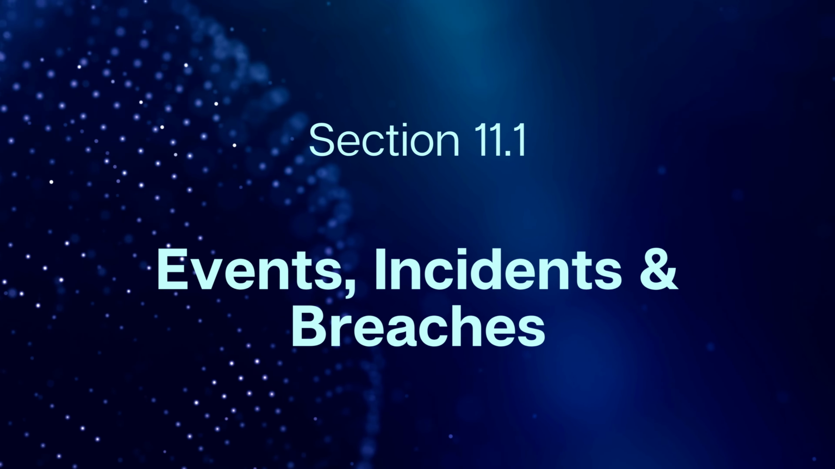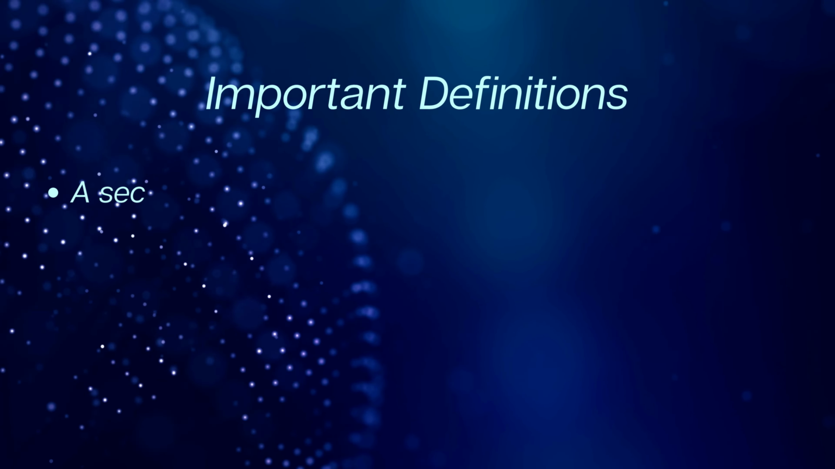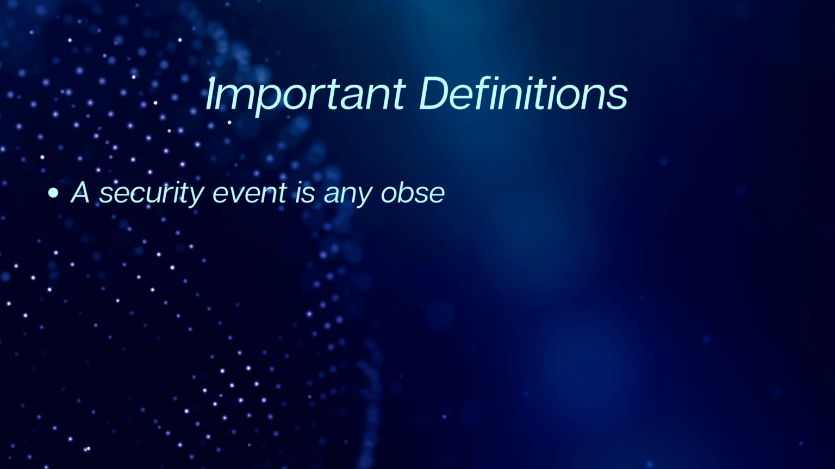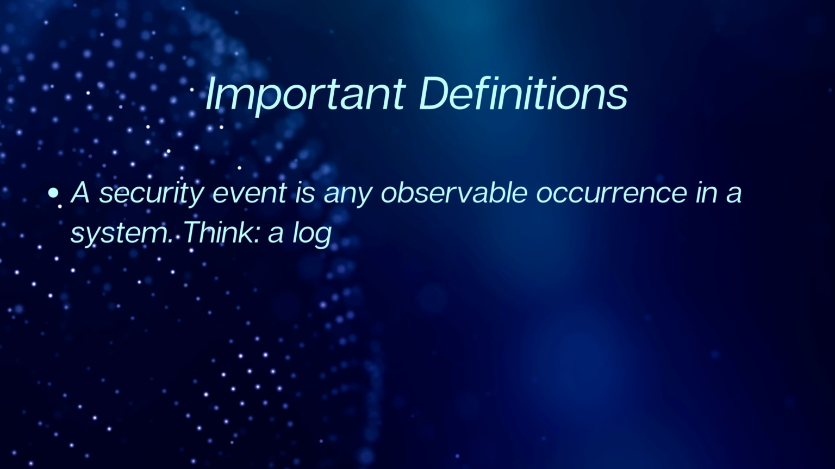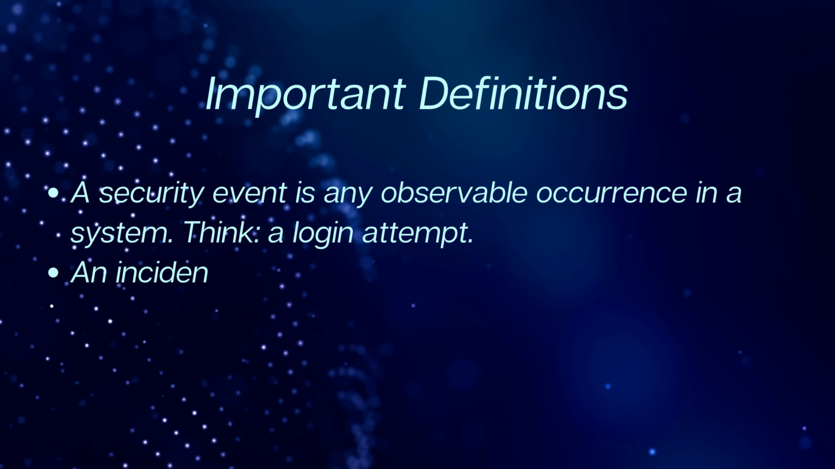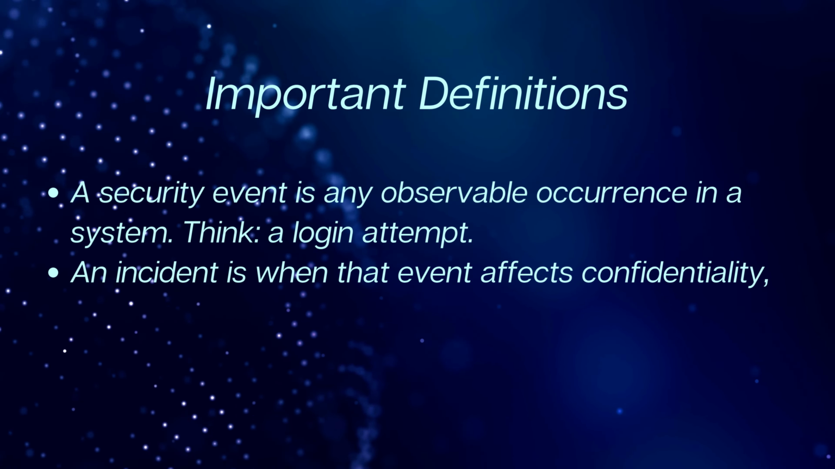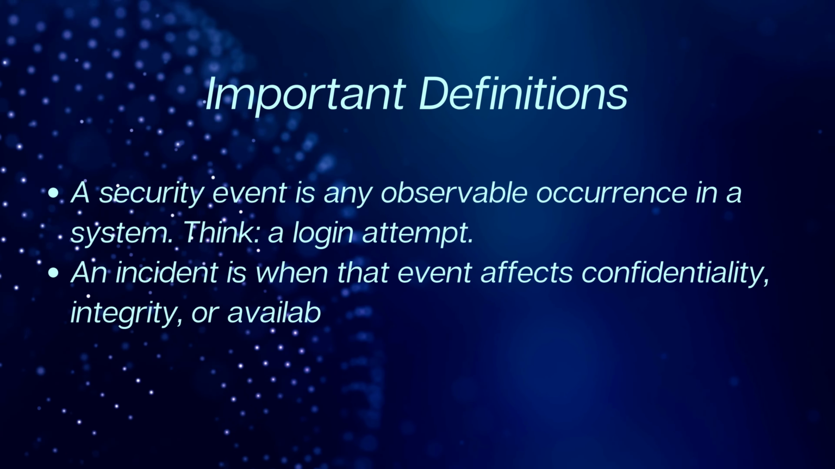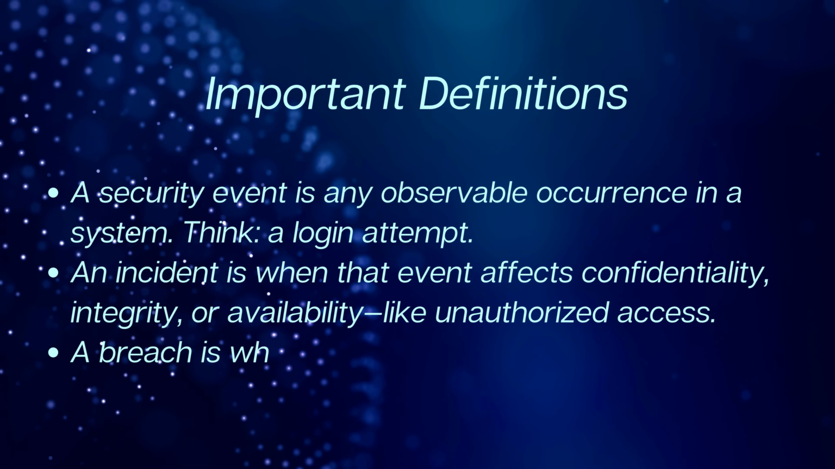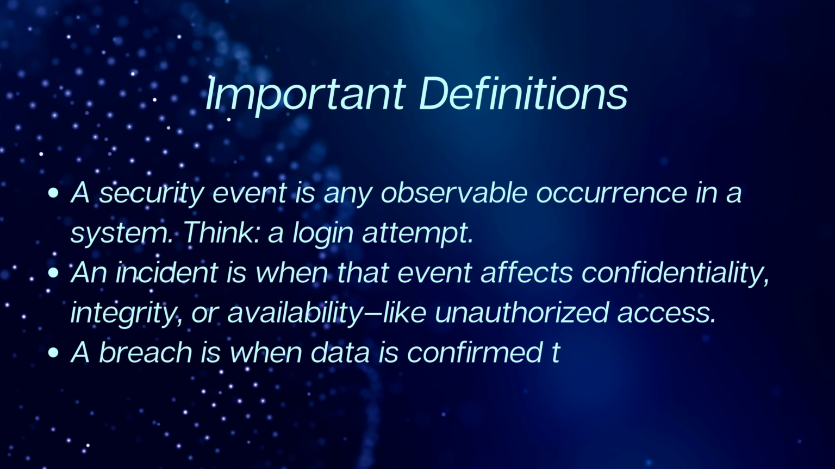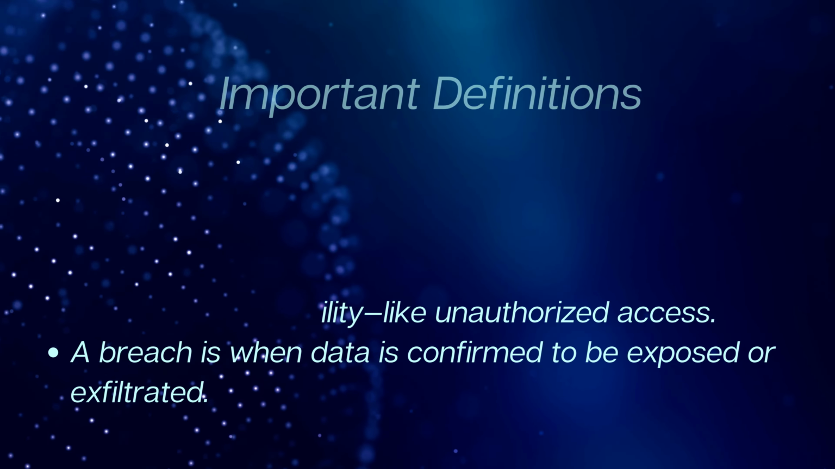Section 1. Events, incidents and breaches. Let's start with some definitions. A security event is any observable occurrence in a system. Think a login attempt. An incident is when that event affects confidentiality, integrity or availability, like unauthorized access. A breach is when data is confirmed to be exposed or exfiltrated.